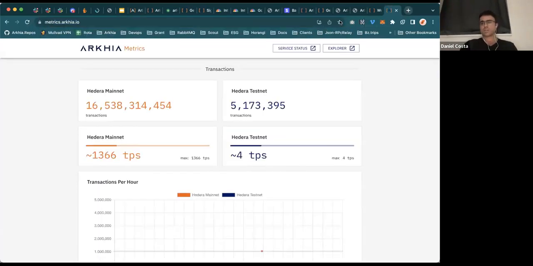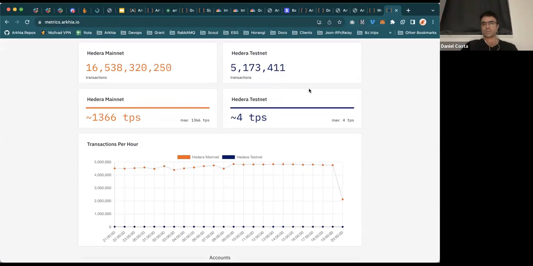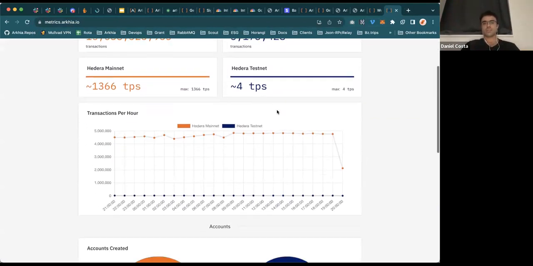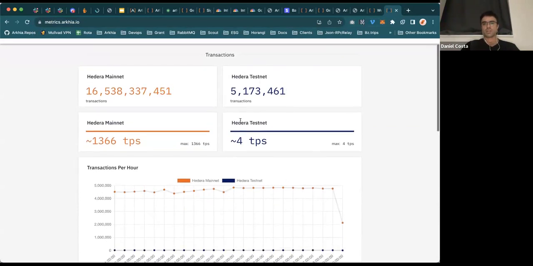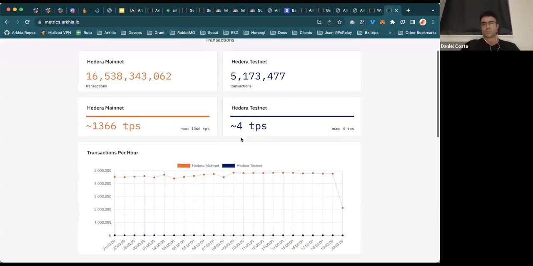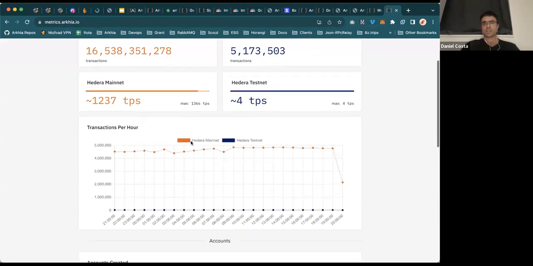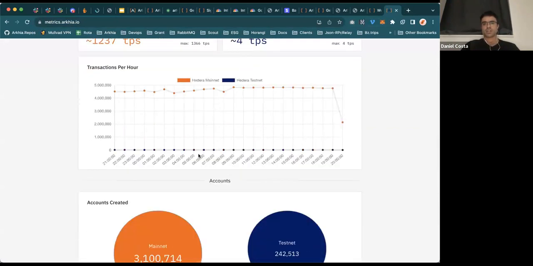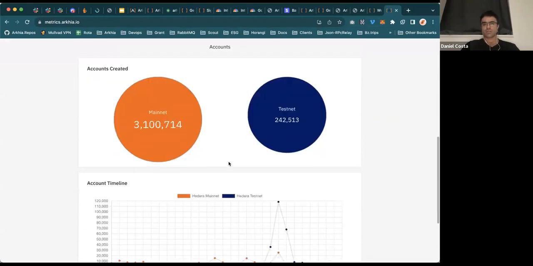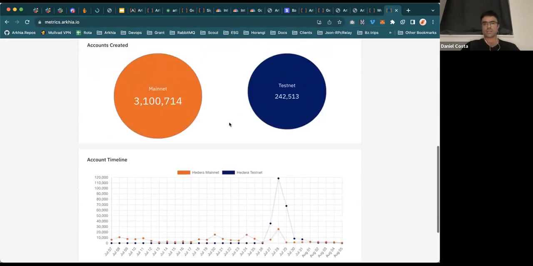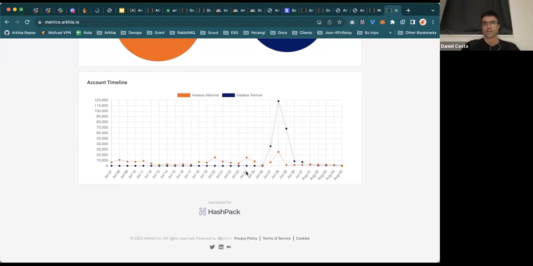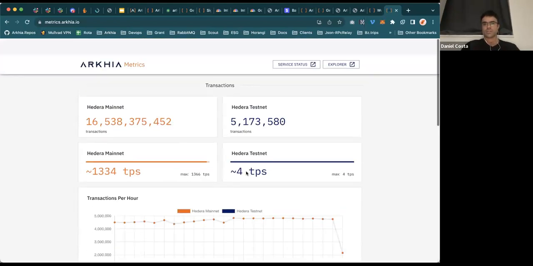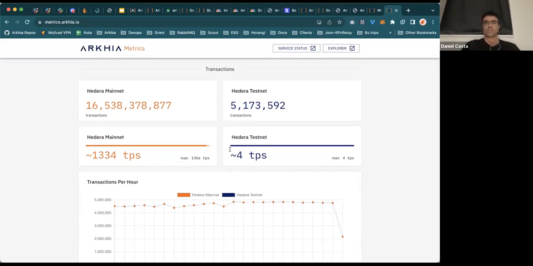And metrics.archaea. If you want to see a little bit about what's happening in the Hedera ecosystem, we've been working on this small widget page, which shows the number of transactions happening on mainnet and testnet, the TPS, transactions per hour, and we also added accounts, so you can see how many accounts exist and are being created. For example, there are some interesting spikes here. Feel free to check it out and give us feedback if you want.